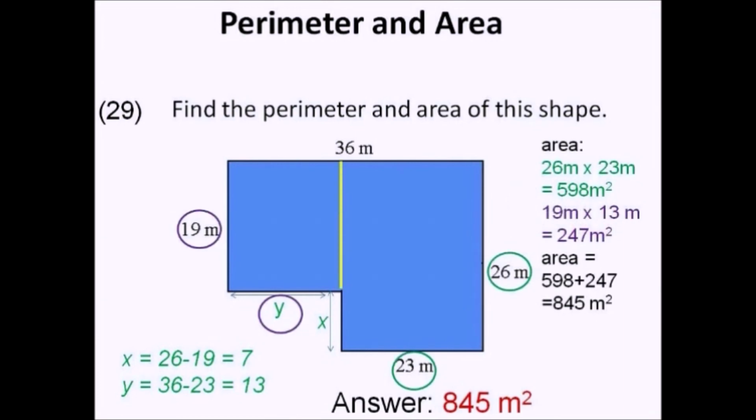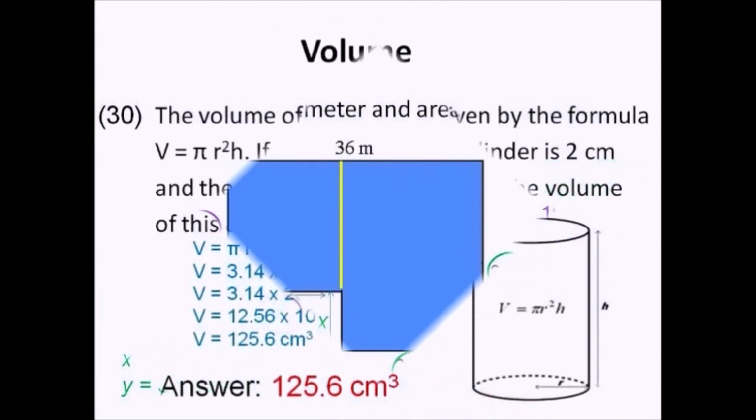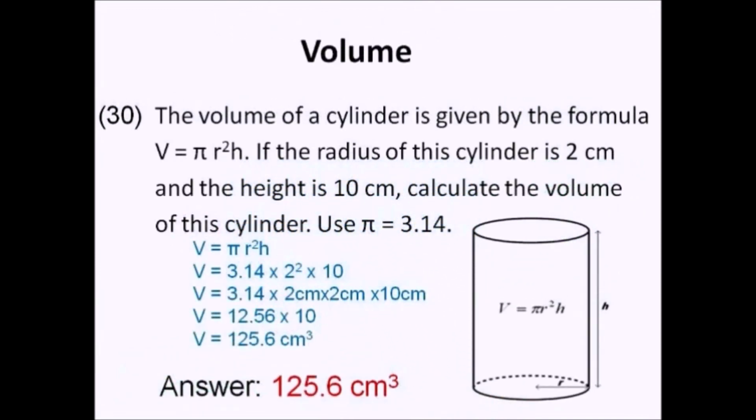Now we do the area. First, I form 2 rectangles. In one is the green numbers, 23 times 26 meters is 598 square meters, and then the purple one, 19 and y is 13, so you get 247. Add them, 845 square meters. So for that, there's no set formula. You just have to figure out the rectangles and then add to get the area.